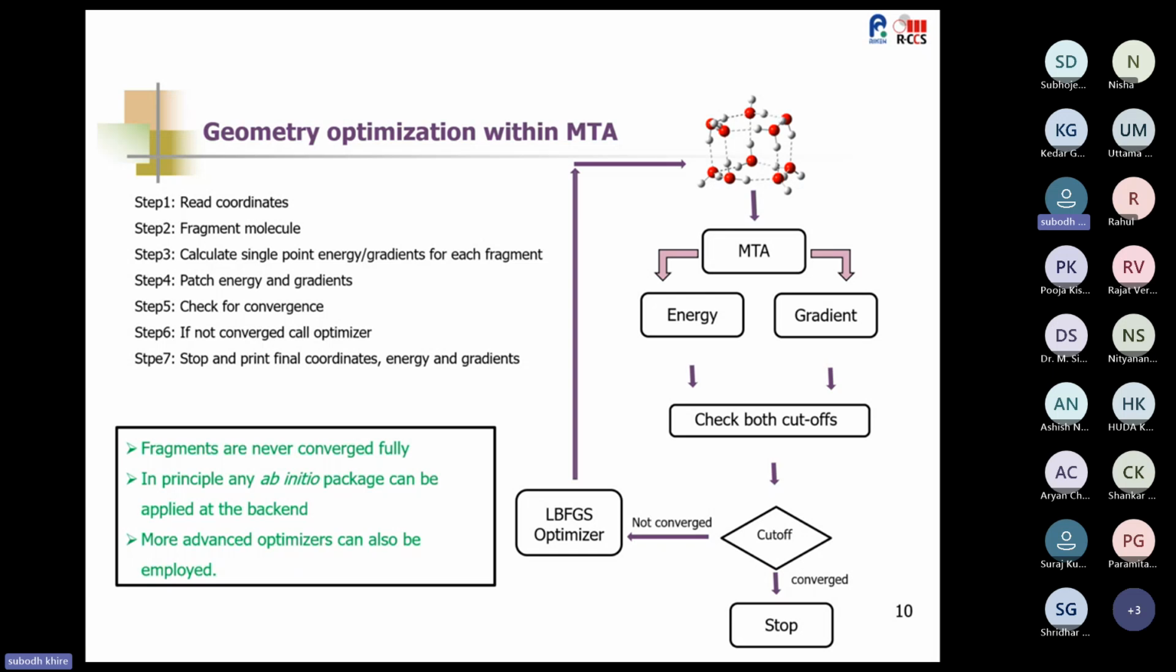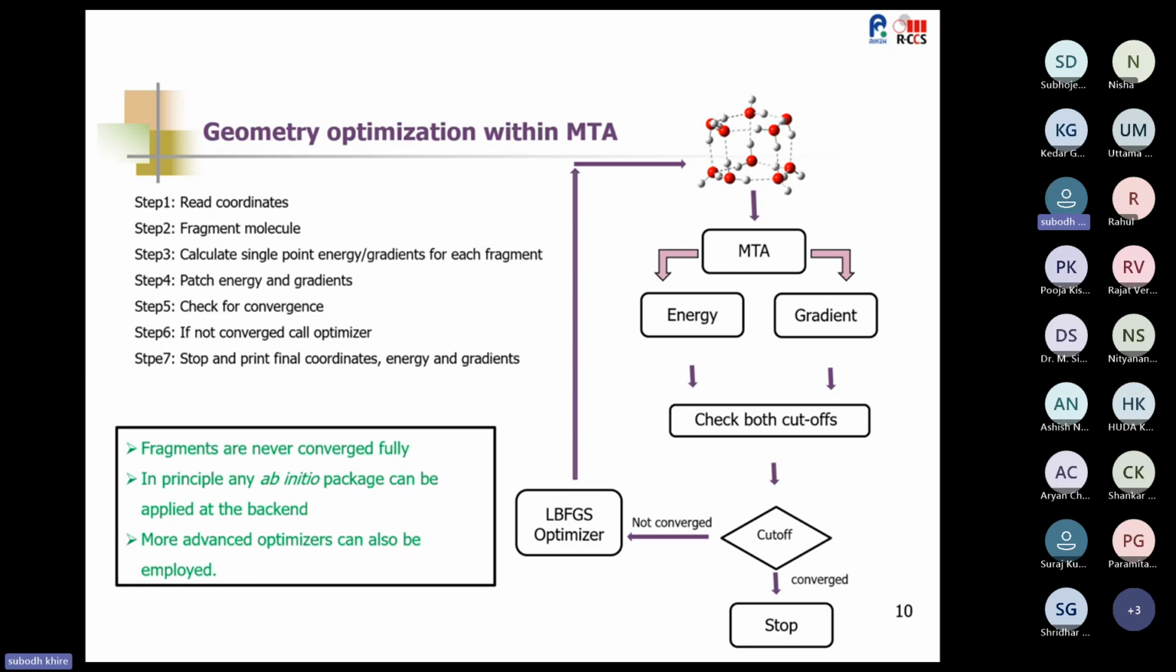During the geometry optimization, what we are doing is taking the Cartesian coordinates and fragmenting the molecule, and the fragments are totally independent of each other. That's why you can use any parallel method for this. We are calculating the energy and the gradient of the fragments. We are patching it back by using our set exclusion principle, and we are putting a threshold on this energy and gradients. If the patched energy and the gradients are up to the threshold, meaning the cutoff decided by the user, it will stop the geometry optimization.